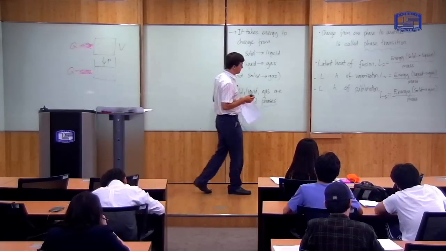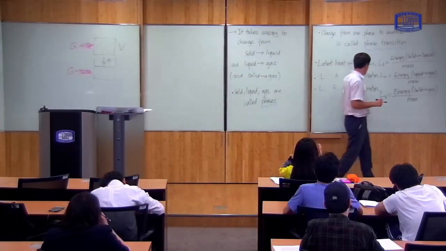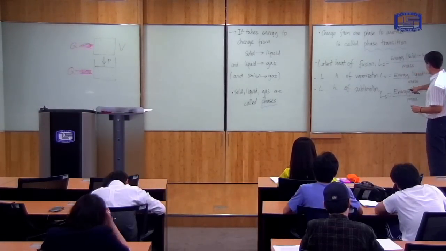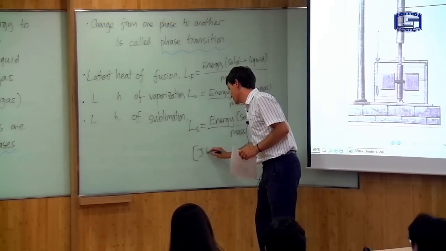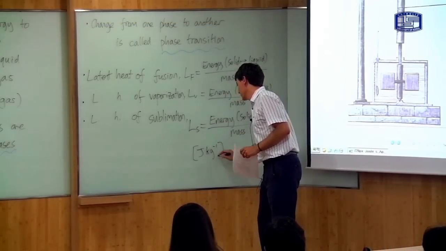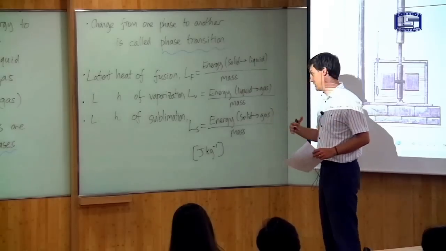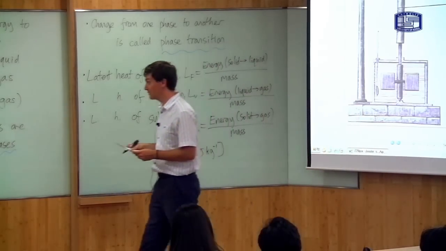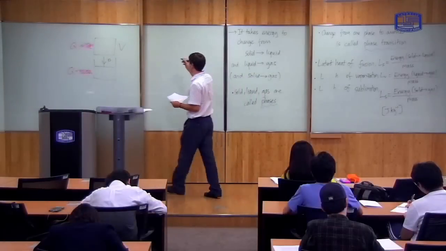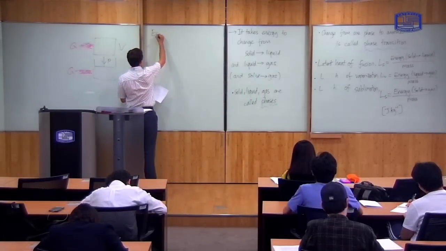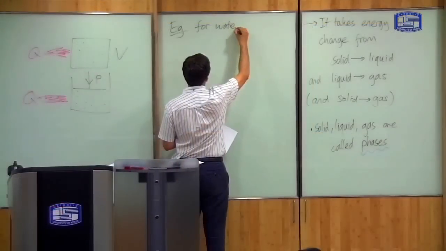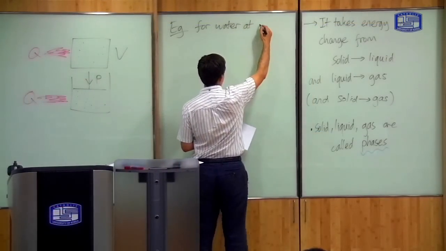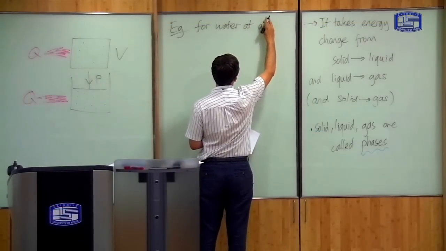Okay, so the units of all of these things, obviously, it's an energy divided by a mass, so the units of all of these things are joules per kilogram. So I want to give you some examples of what these numbers look like. I'm going to give them for water at room pressure, at atmospheric pressure.